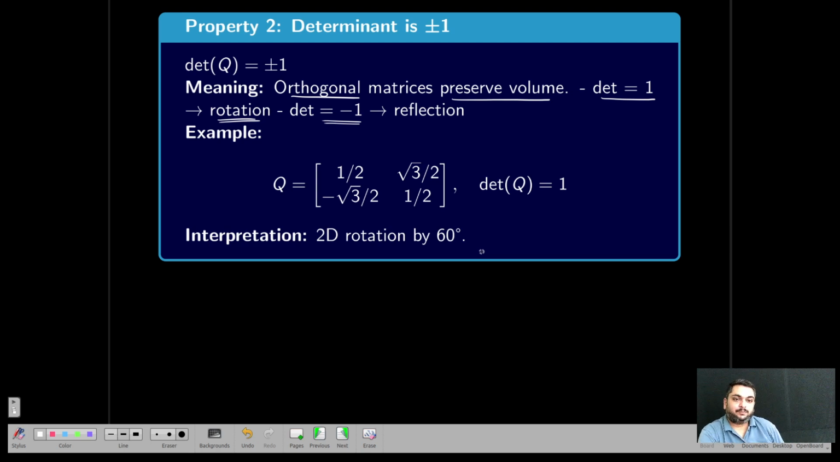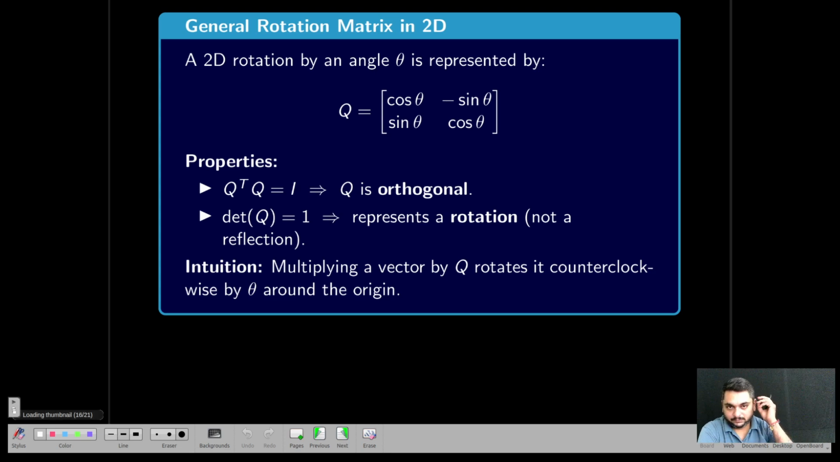And it gives the determinant of -1 means it gives the reflection of that. Okay. So let us take this example: 1 by 2, minus root 3 by 2, root 3 by 2 and 1 by 2. So the determinant is 1. So the interpretation is a 2D rotation by 60 degrees because the determinant is +1. If it is -1, it's the reflection. Why is it a rotation by 60 degrees? This is important. So how is it given?